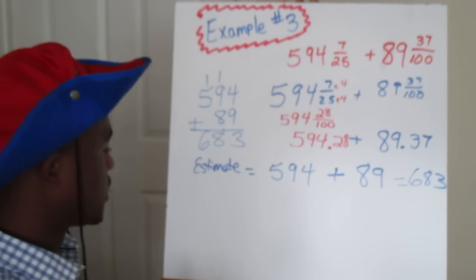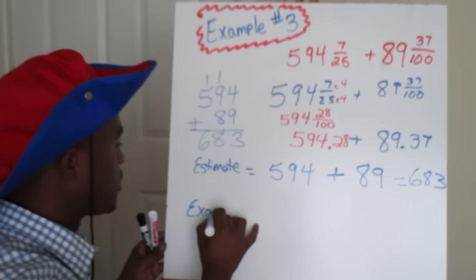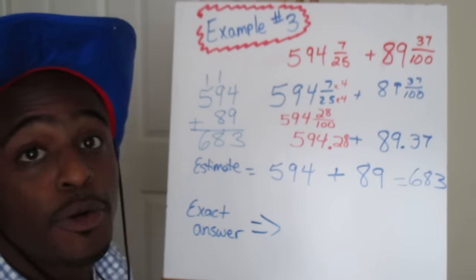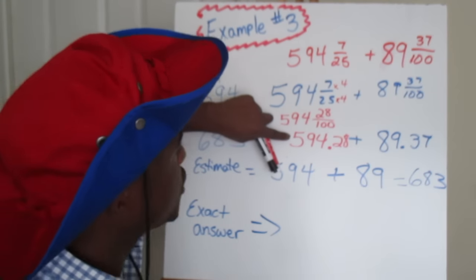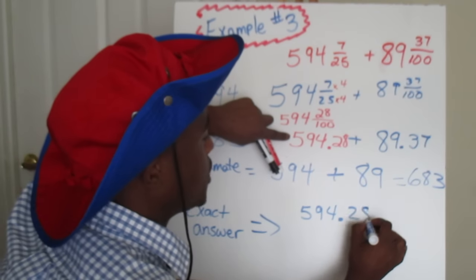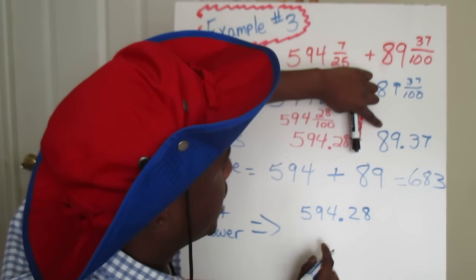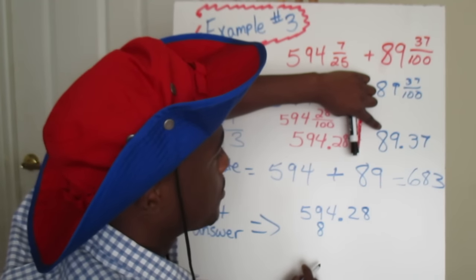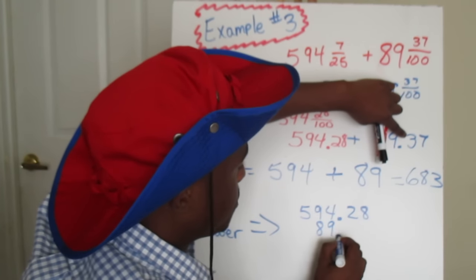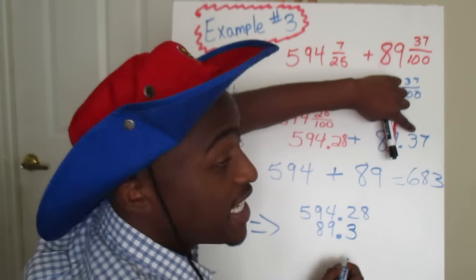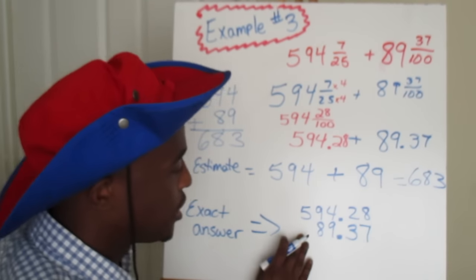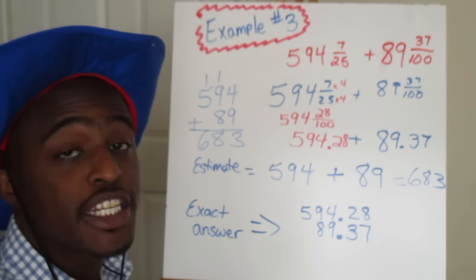All right. Now to get my exact answer, I have to remember to line up my decimals. So I'll take my first addend, 594 and 28 hundredths, and I line up by place value. The 8 is in the hundredths place. The 9 is in the ones place. I line up my decimals. My 3 is in the tenths place, and my 7 is in the hundredths place. Notice how I line everything up according to place value.